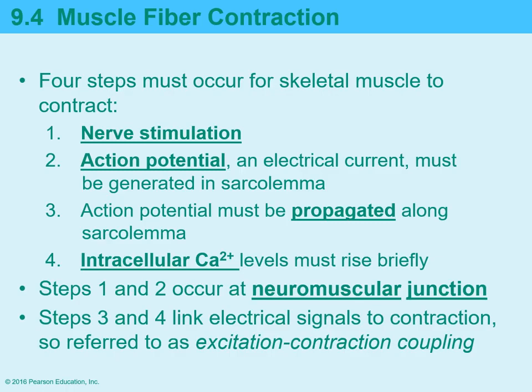So steps 1 and 2, that nerve stimulation and the action potential being generated, are going to occur at the neuromuscular junction, where the nerve and the muscle come together. Steps 3 and 4 occur afterwards and are referred to as excitation-contraction coupling. You have to receive that nerve stimulation to excite the muscle so that then it can contract.